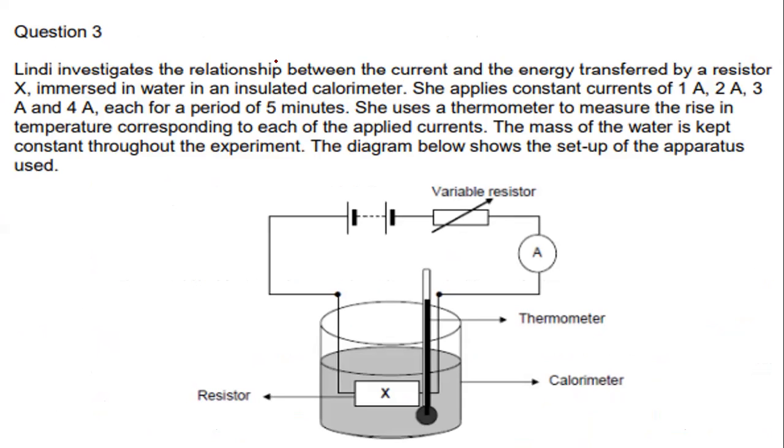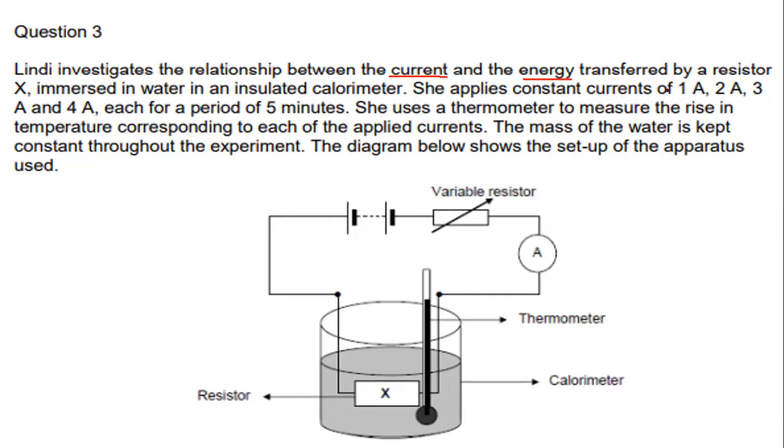where Lindy investigates the relationship between the current and the energy transferred by a resistor X. So there's a resistor X there, and Lindy is simply trying to find out what is the relationship between the current as well as the energy transferred. Meaning, how does the current moving through the resistor X affect the energy that is transferred by that particular resistor? And this resistor is immersed, in other words, it is dipped in water in an insulated calorimeter. Right, the calorimeter is basically that jar there that you are looking at.